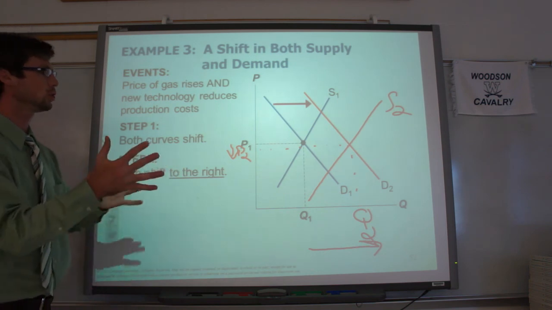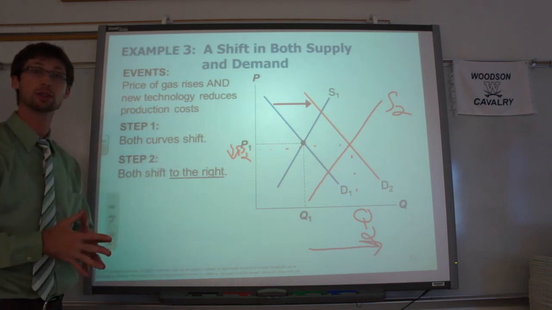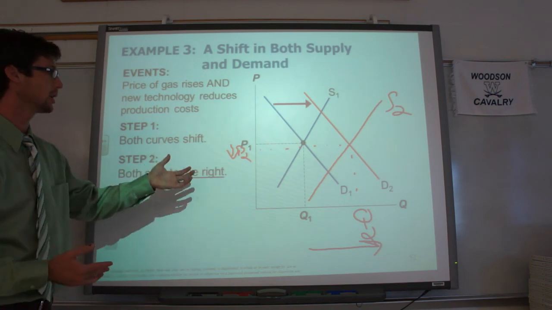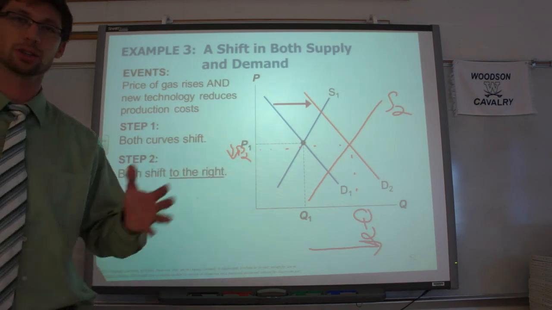You have to know which way curves are shifting and then look at the new supply and new demand curve, look at their intersection and compare price and quantity. That is Chapter 4.